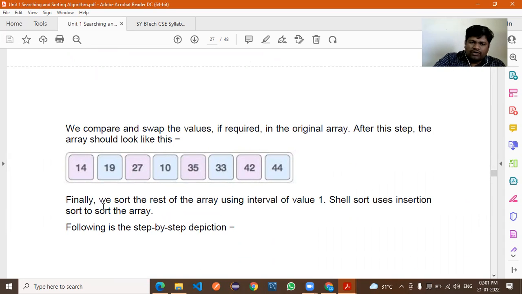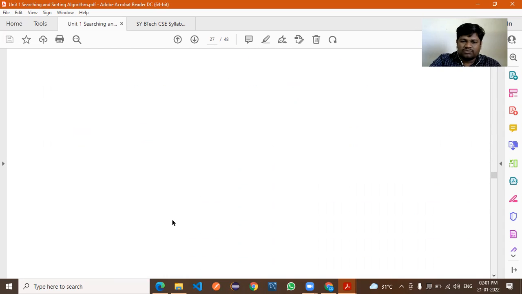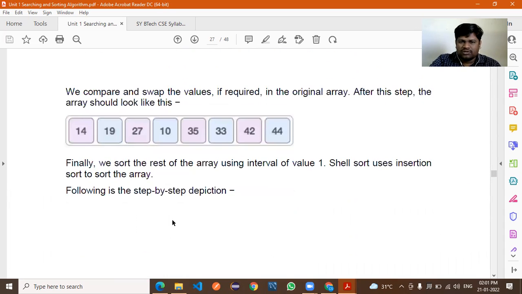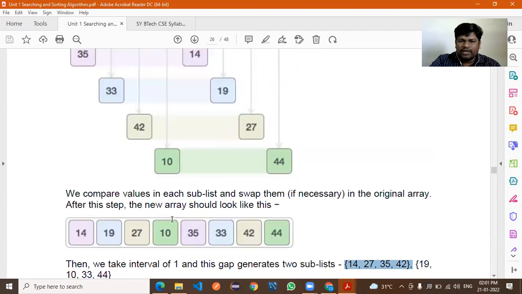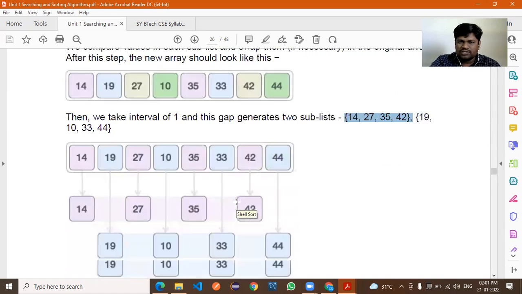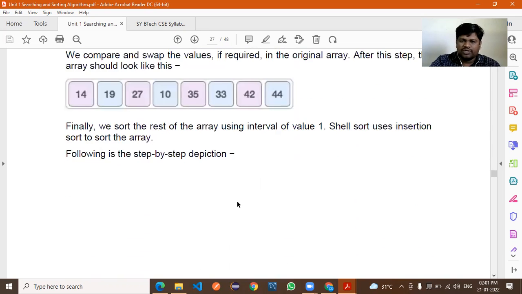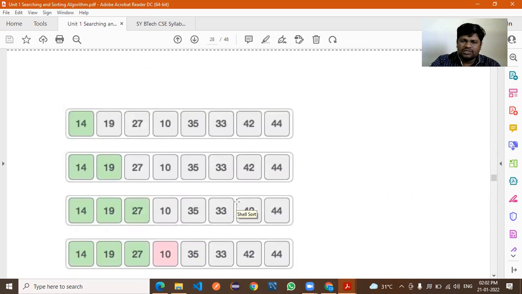Right. And finally, we sort the rest of the array using the interval of value 1, and shell sort uses the insertion sort to sort the remaining array. So by using the following steps, now you can apply the insertion sort. Here we are using the insertion sort, and before that we are dividing the array, using intervals. 2 intervals we will consider, and through those intervals we are sorting. And after these 2 intervals, we are applying the insertion sort.